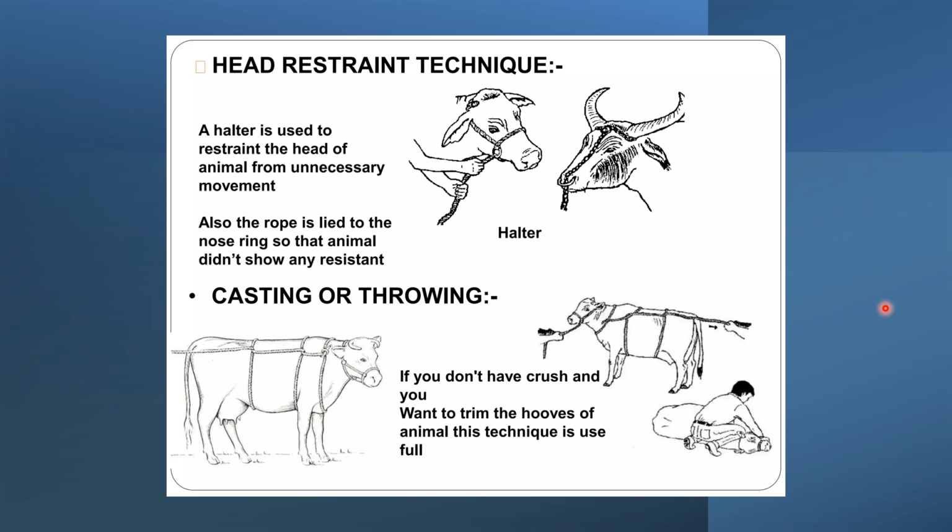We have to have such a restraining technique, and sometimes we need to cast the animal for different purposes. At that time we should take some care that the animal should not suddenly fall down, mainly while you are pulling the leg. Sometimes the animals get excited and they fall suddenly down. So slowly this technique has to be practiced. And as soon as the animal falls down, the legs should be tied with another rope.